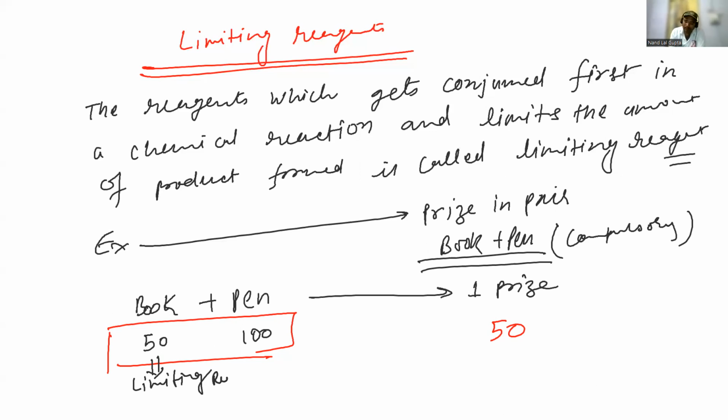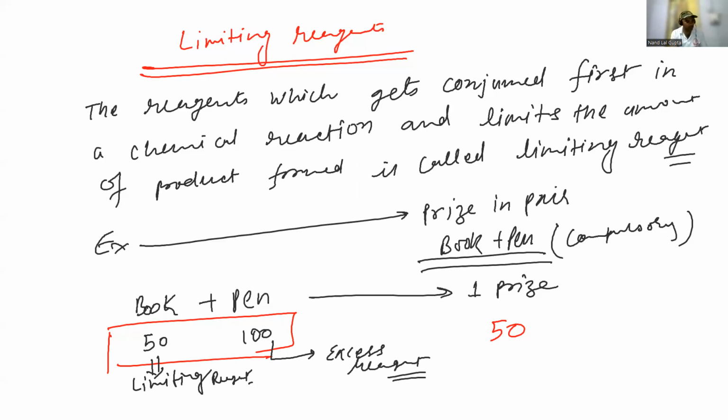And the other one is the excess one. This is called excess reagent. Can you understand the concept of the limiting reagent and excess reagent? Okay. Now we need to solve the problems.